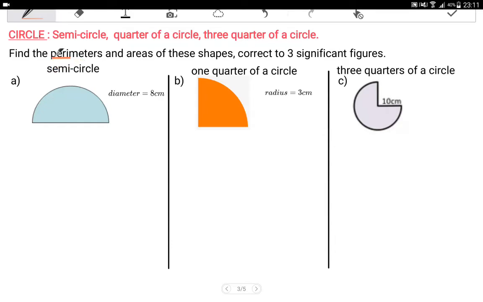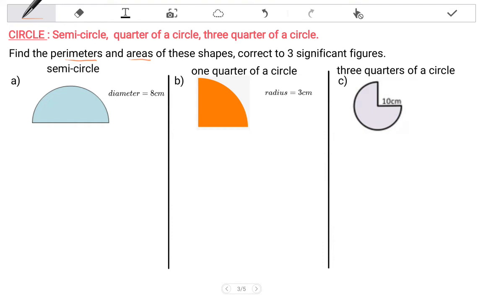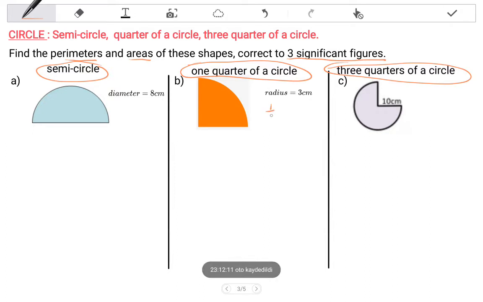We are going to find perimeters and areas of the given shapes correct to three significant figures. Here in the examples we have a semicircle, a quarter of a circle, and 3/4 of a circle. So a semicircle is half of a whole circle, 1/4 of a circle is 1/4 of a whole circle, and 3/4 of a circle is 3/4 of a whole circle. Let's start with part A.